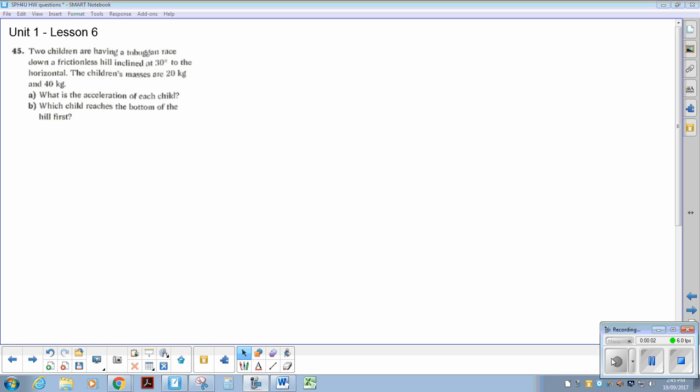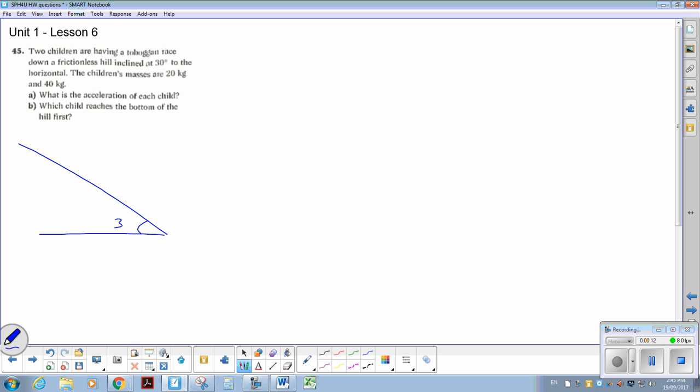Hello, I've had a question about Unit 1, Lesson 6, number 45. Two children are having a toboggan race down the frictionless hill at 30 degrees. So if this is my hill, the children are 20 and 40 kilograms respectively. What's the acceleration of each child?